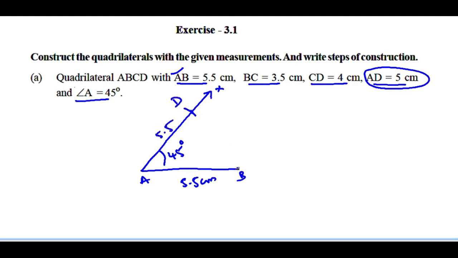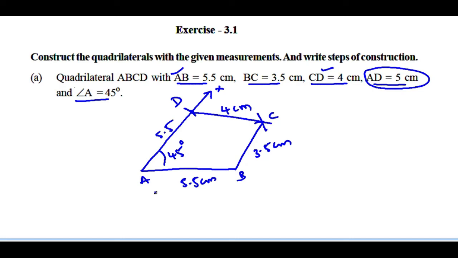Then after that we are going to draw the line segment BC which is 3.5 centimeters. Then after that with the center C to D length we have 4 centimeters, so from D you should draw the length here and cut the arc here, that is you are getting the 4 centimeters. So it is a rough sketch of the given diagram.